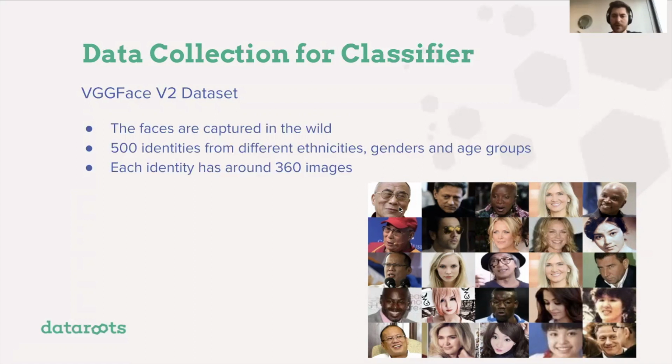The good thing is that each identity that you see here has approximately 360 images, so it provides us variety as well. And all the photos are captured in the wild, so these photos are natural.